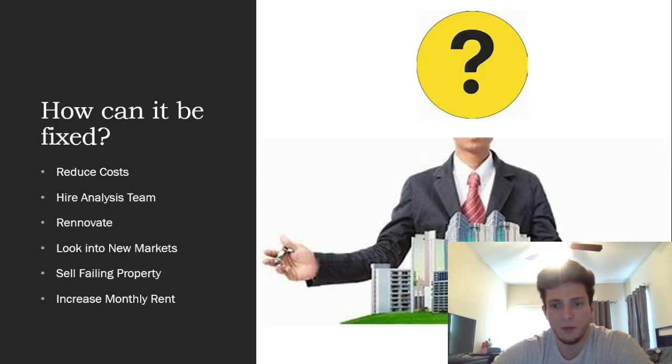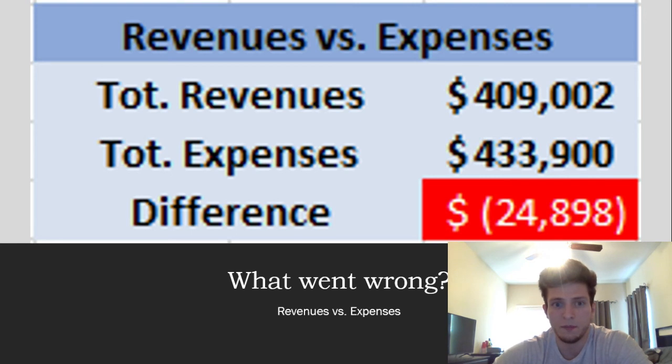So looking at what went wrong, it was basically just expenses. I added in all the renovations and repairs, all the insurance increases, all that kind of stuff. And a lot of that could have been overestimated. Revenues could have been underestimated. But whatever the case, this simulation is not looking good. It's looking like a failing company.